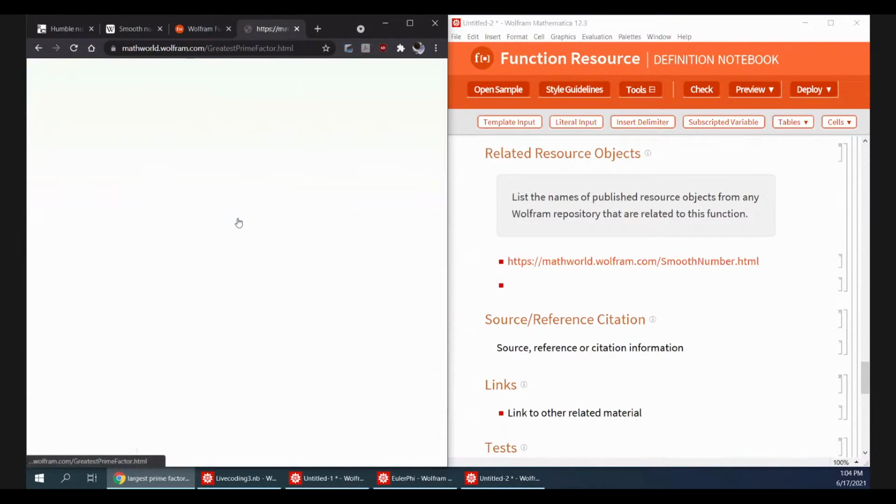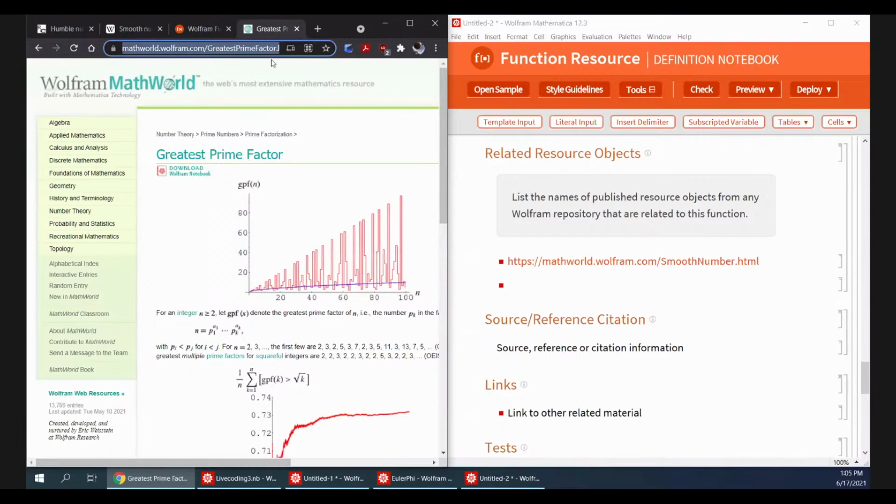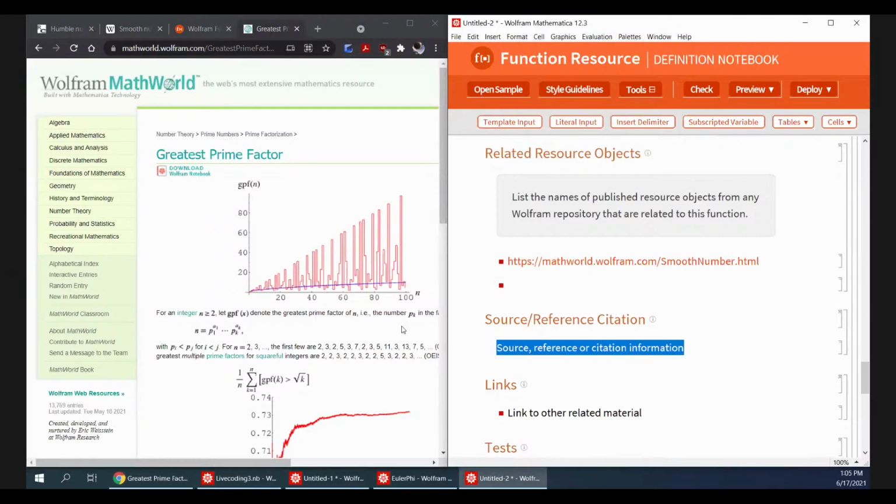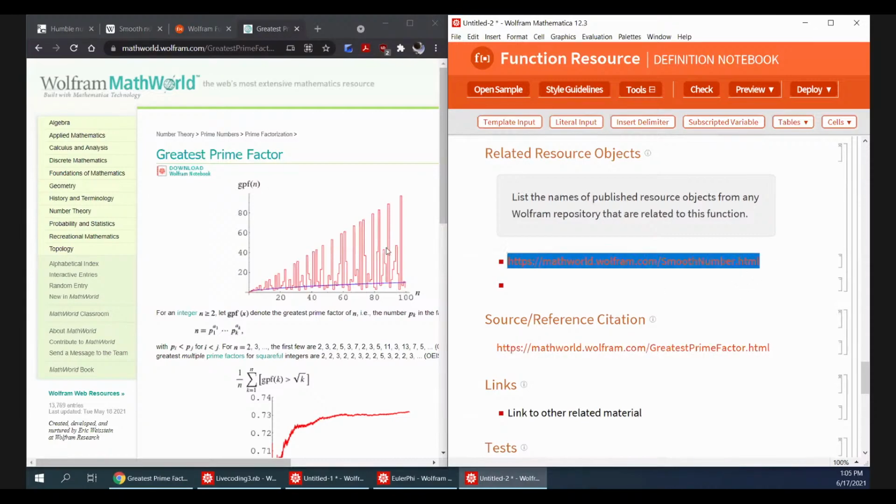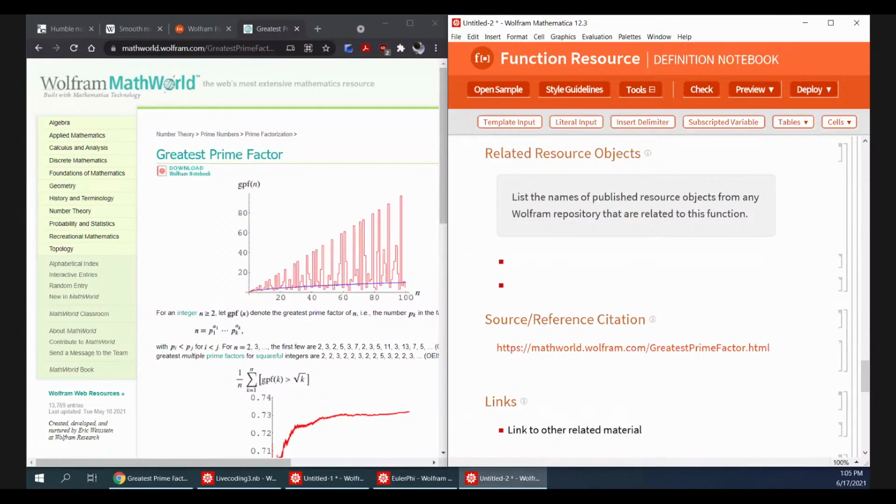Would MathWorld go in the references? No, that does not go in related resource objects. That should go in links or citation, either or. Okay. So resources, not MathWorld. Right, so those are other functions in the WFR. Also, demonstrations count as resources, I believe. Yeah, you can do them as data if there's something in the data repository. I don't know if we have a data resource that lists primes up to 10 million or something, but you could imagine listing that.